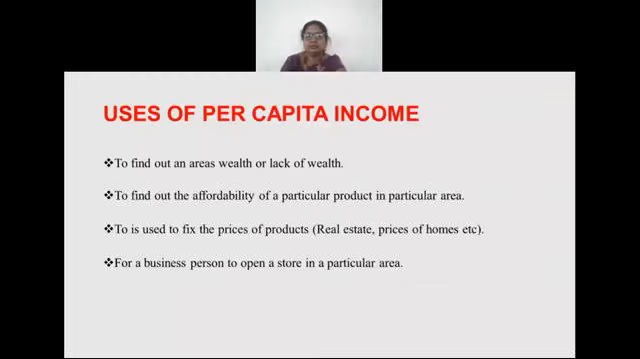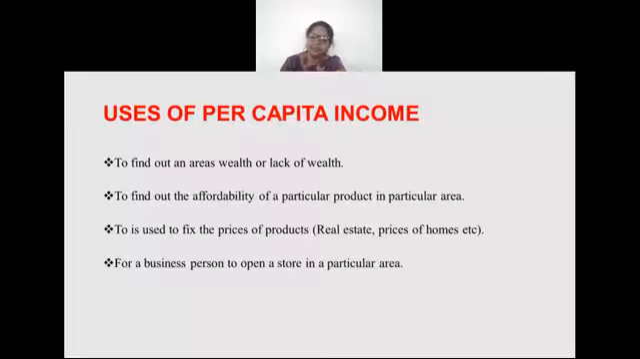Then, uses of per capita income. Why should we calculate the per capita income? What is the use of per capita income? To find out an area's wealth or lack of wealth. So wealth and lack of wealth: whether wealth is there, money is there, or no money.